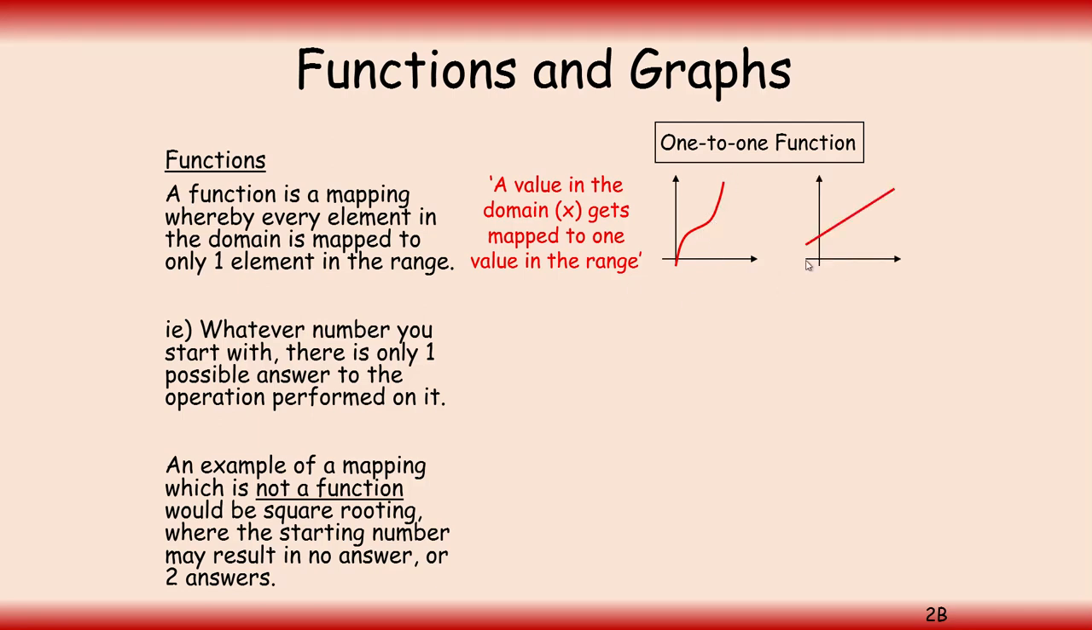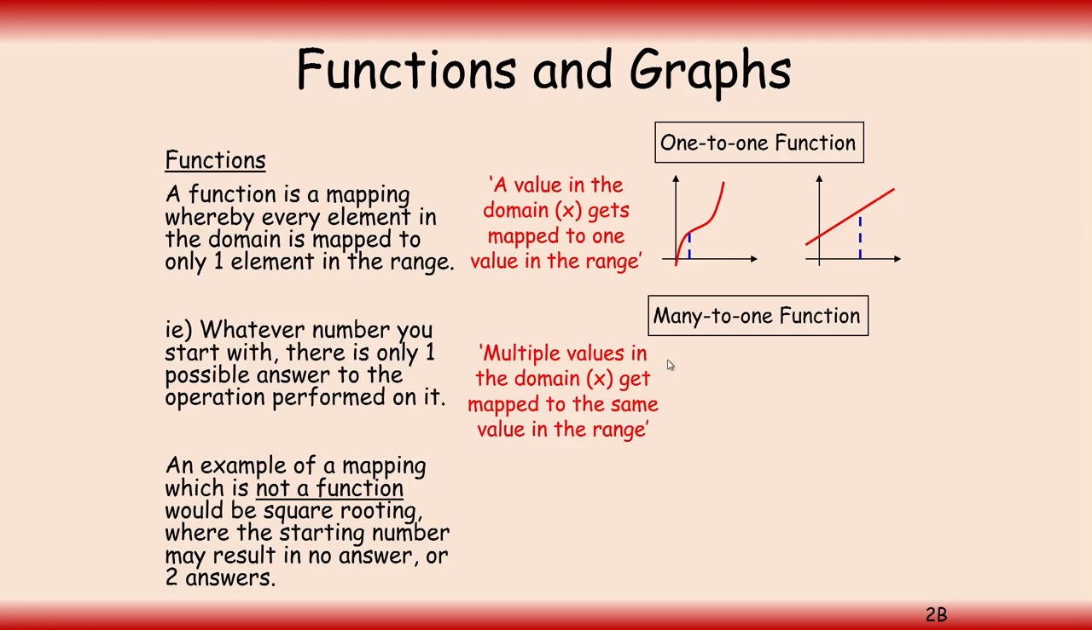Same thing with a straight line. Each value of x maps to one value of y. It's a one-to-one function, many-to-one, like we looked at with our quadratics. So if we look here, you can have a negative and a positive value that will map to the same value of y. There's our quadratic. There's our negative quadratic, same sort of thing.